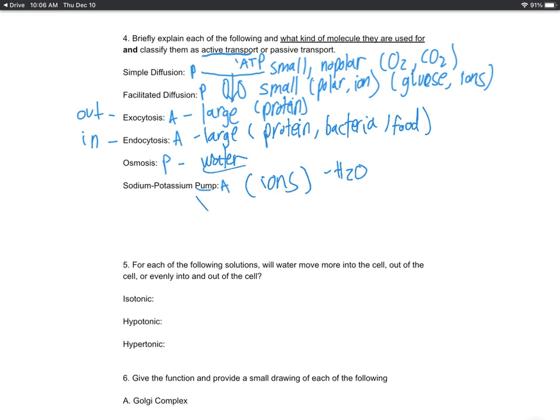But the key to this is going from low concentration to high concentration. So it's making things more concentrated, which requires energy to force those molecules closer together. Doesn't happen naturally by diffusion. Diffusion is only from high concentration to low concentration.